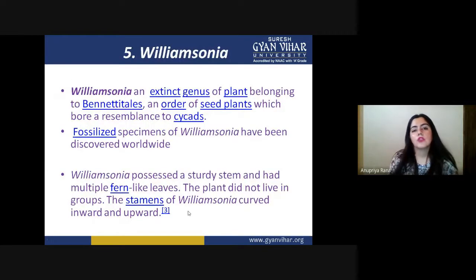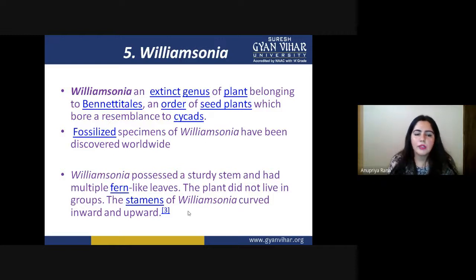Now the last plant we are talking about here is Williamsonia. Williamsonia is an extinct genus. Actually, it is not even a plant. This was a genus belonging to the Bennettitales. Bennettitales was a very old order, and they have some specific kinds of plants. It was an order of seed plants which bore a resemblance to cycads.